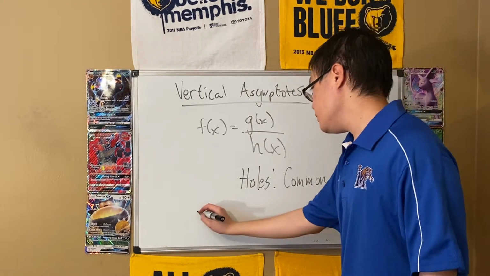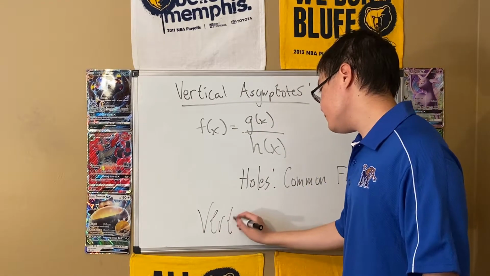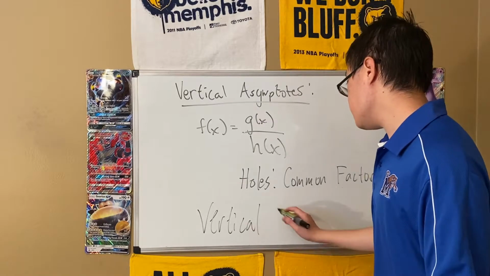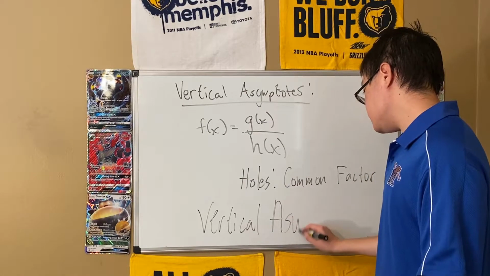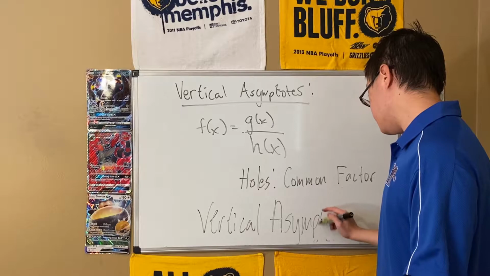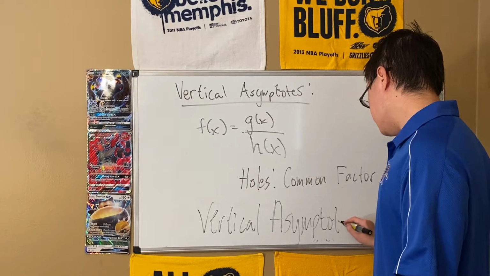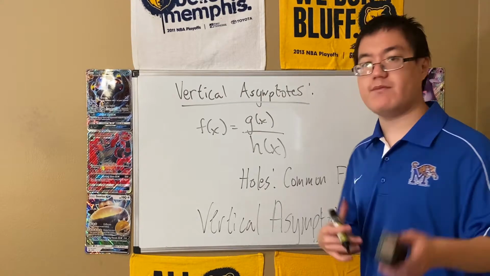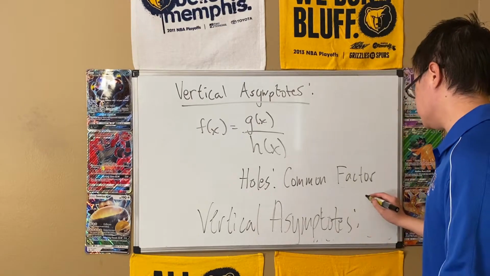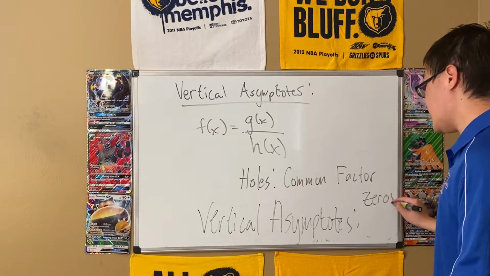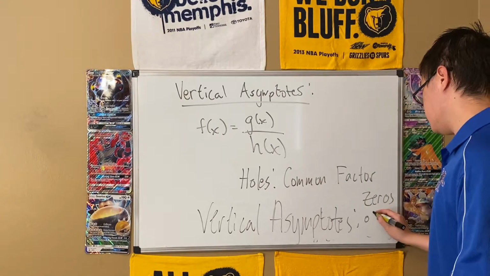And then finally, the actual vertical asymptotes. These are going to be whatever is remaining in the denominator. So it's the zeros of the denominator after you cancel things out.